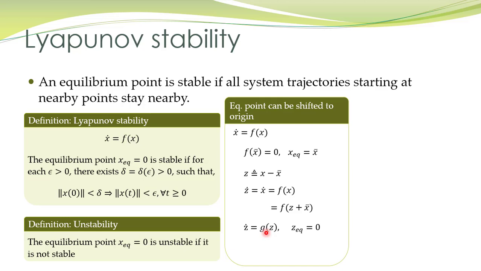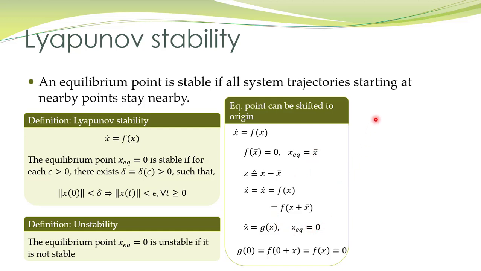We can verify it. That is, g of 0 is equal to f of 0. So g of z is equal to this expression, and g of 0 is obtained by substituting z equal to 0, which is over here. So we can see that z equal to 0 is the equilibrium point of this system. This does not cause any loss of generality, because if the equilibrium point is not at origin, we can define a state transformation which will bring this equilibrium point at origin.